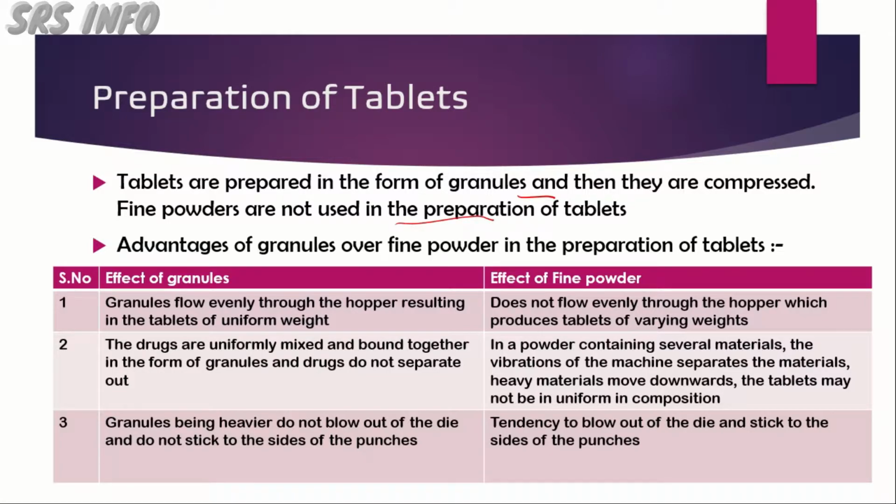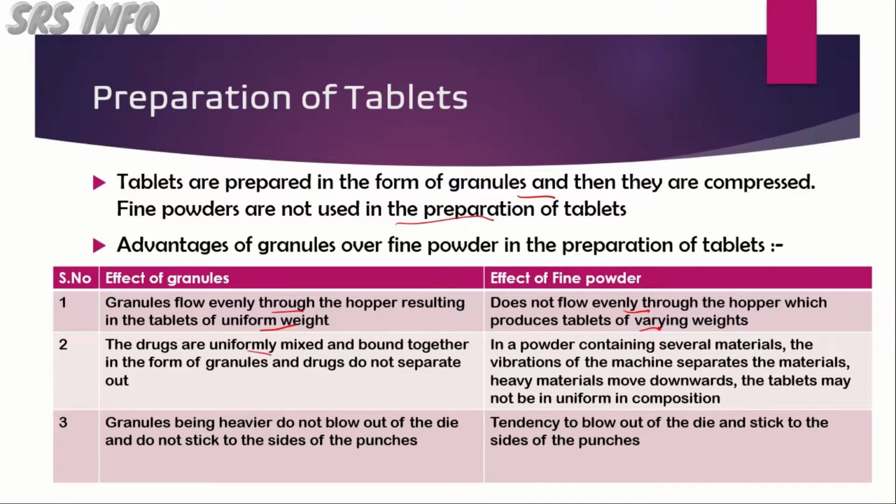There are some advantages of granules over fine powder in the preparation of tablets. Let us see this effect. When we use granules, they flow evenly through the hopper, resulting in tablets of uniform weight. But fine powder does not flow evenly through the hopper, which produces tablets of varying weights.